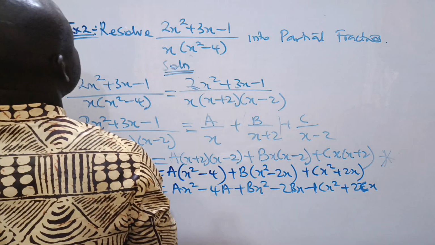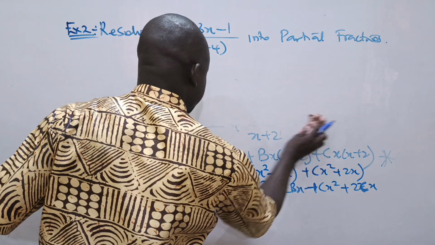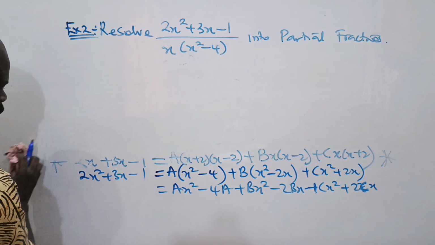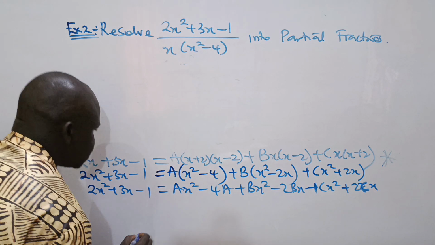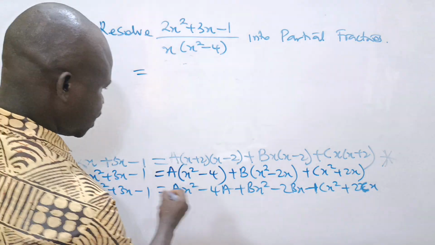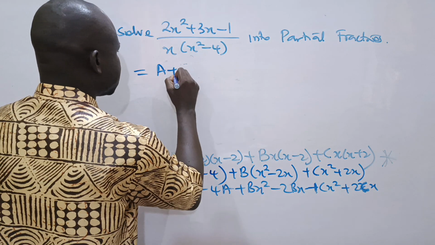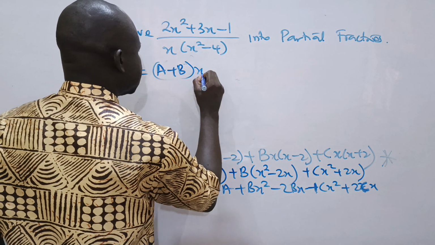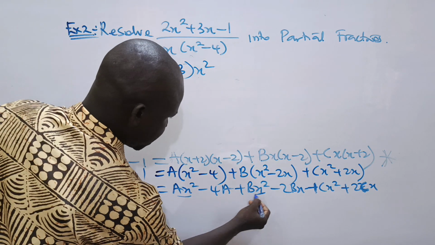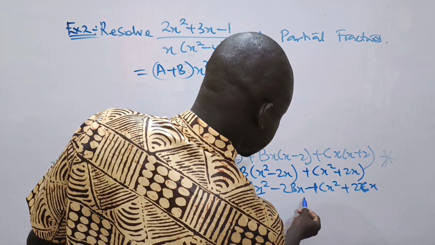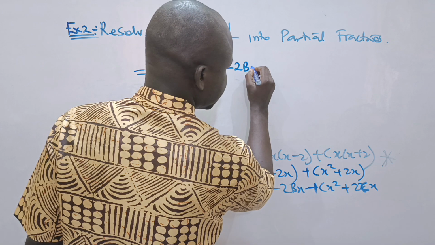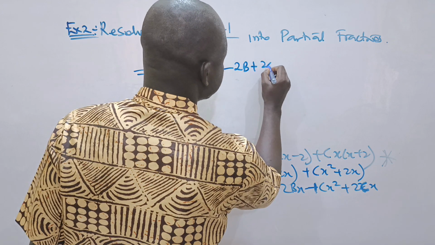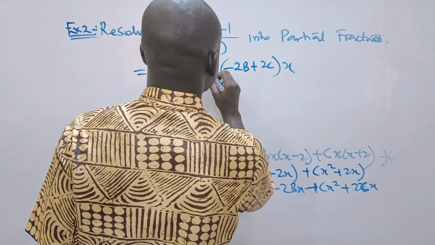That's what we are going to get. So what do we now do here? From there, we are going to compare the coefficients 2x squared plus 3x minus 1. This is the same thing as, let's collect like terms. A plus b into bracket x squared. That is the one with x squared. We combine it. The one with x is we have minus 2b plus 2c into bracket x.